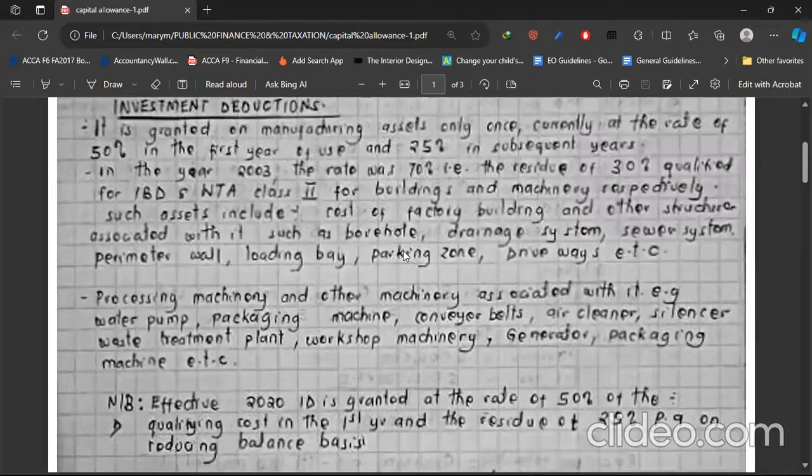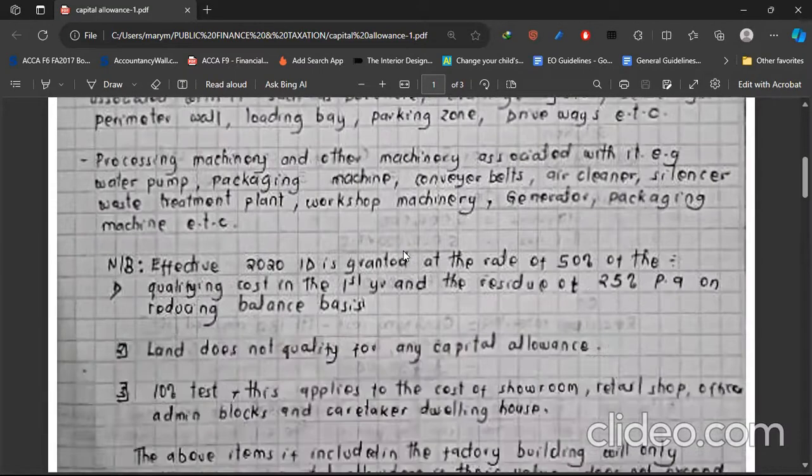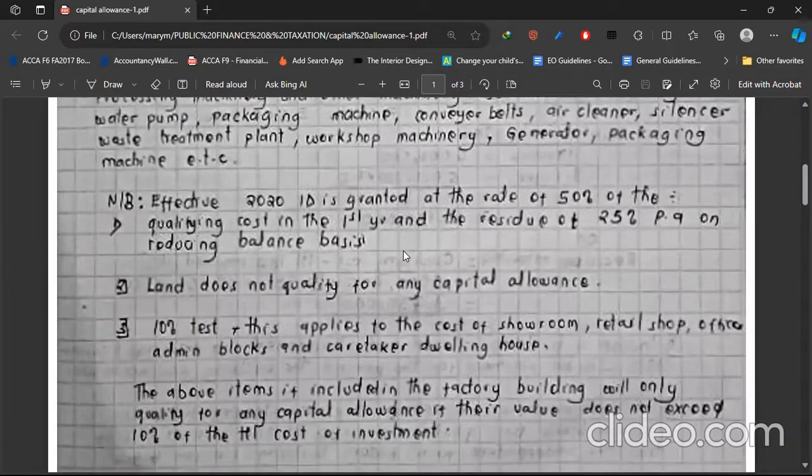There is information which we have skipped, which discusses the period of 2003. That information we will use when we advance to the other level. But here I am able to state very clearly that effective 2020, the ID is granted at the rate of 50% of the qualifying cost in the first year of use, and the residue of 25% per annum on reducing balance basis.